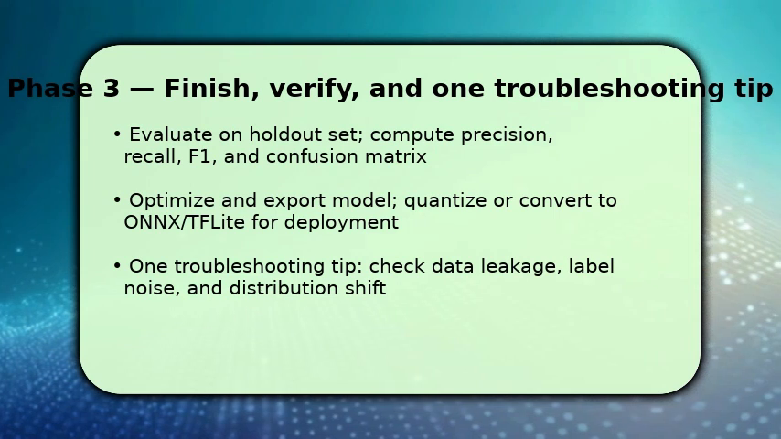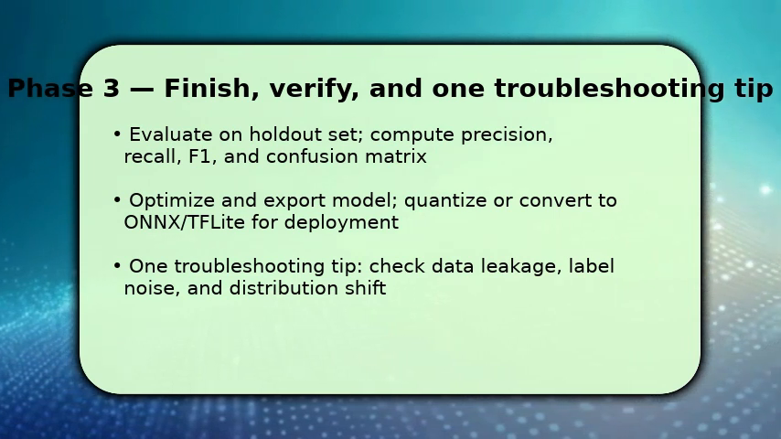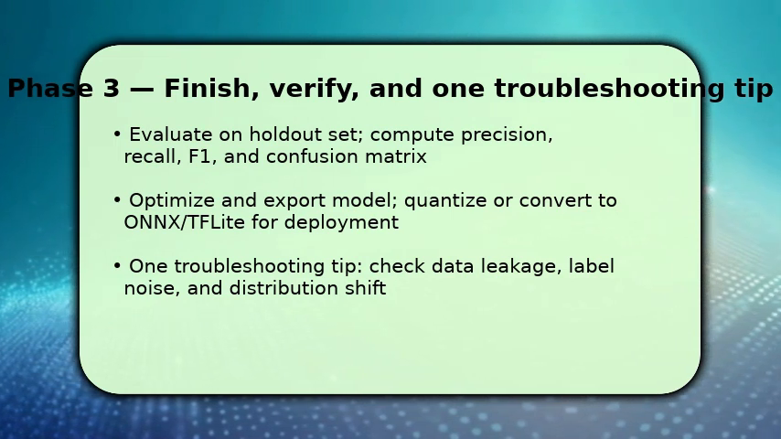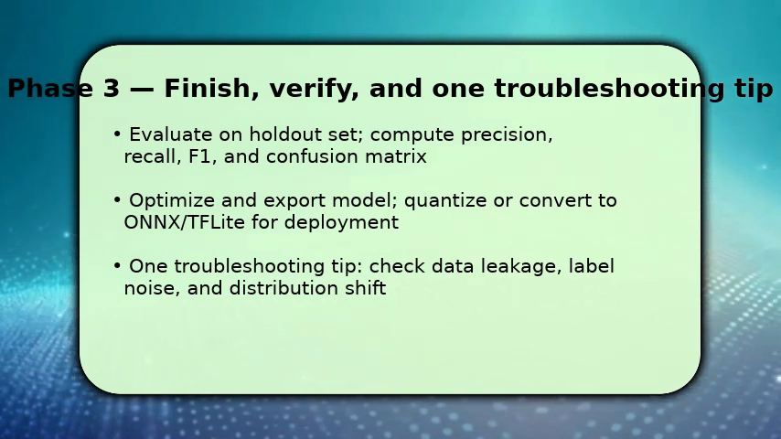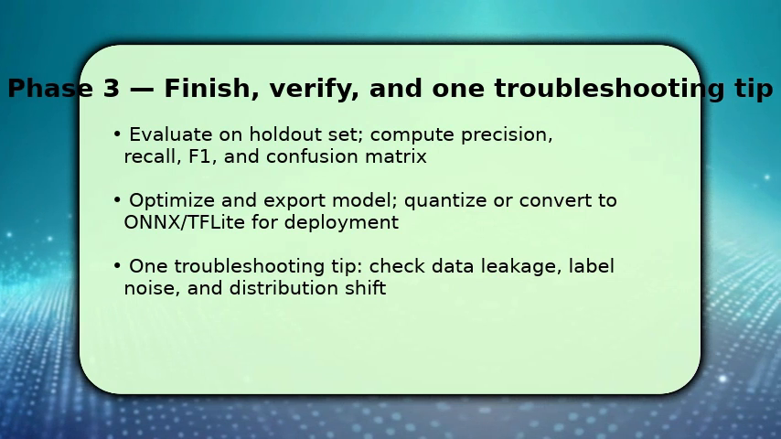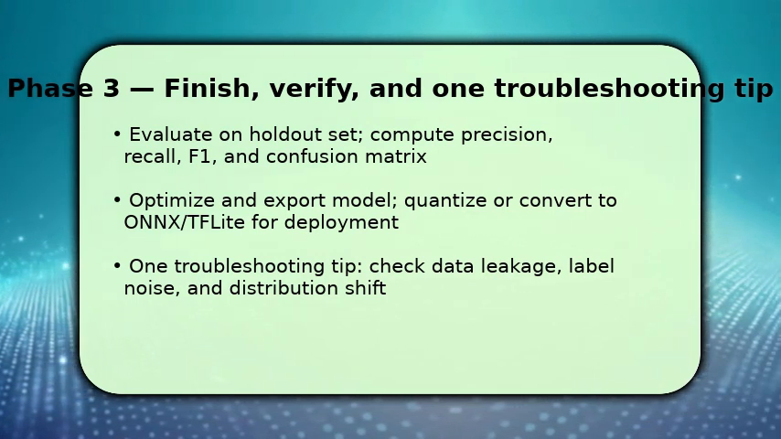If things go wrong, first check for data leakage, label noise, or distribution shift, because those issues masquerade as model failure. Finally, iterate, retrain with fixes, reevaluate, and redeploy only after metrics and robustness meet your requirements.